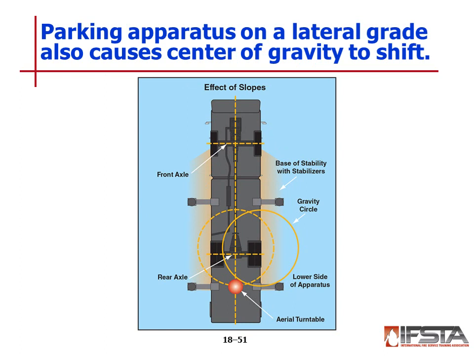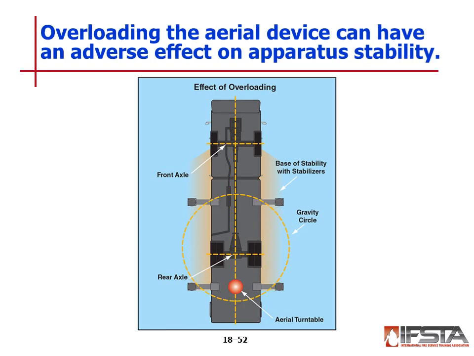Lateral grades may also have an adverse effect on the stability of the apparatus. If the apparatus is parked on a lateral grade, the center of gravity will be shifted to the lower side. If the aerial device is raised over the low side, the gravity circle may extend beyond the base of stability. Overloading the aerial device can also have an adverse effect on stability, even on a level surface with stabilizers fully deployed. Excessive loading on the aerial device will result in an expansion of the gravity circle. In some cases, the gravity circle may extend beyond the base of stability, particularly to either side of the apparatus.